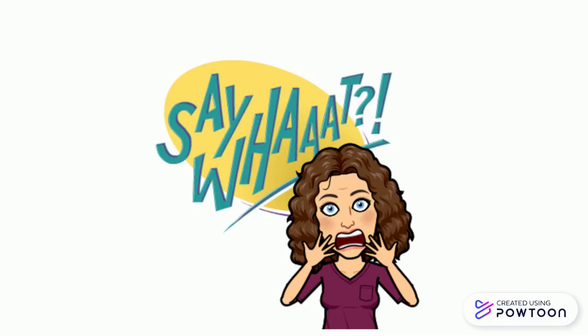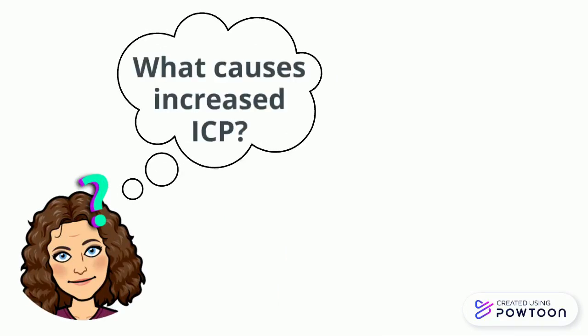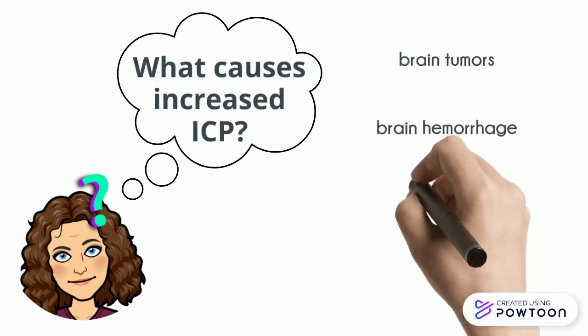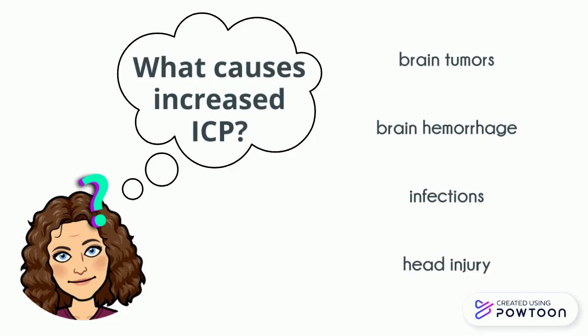But why is vasoconstriction a good thing in this case? Well, if the blood vessels get smaller, the brain has room to expand as it swells, which prevents it from being forced down into the vertebral column, causing herniation. You may be wondering, what causes increased intracranial pressure? Well, brain tumors, brain hemorrhage, infections, and head injuries are all causes of increased intracranial pressure.